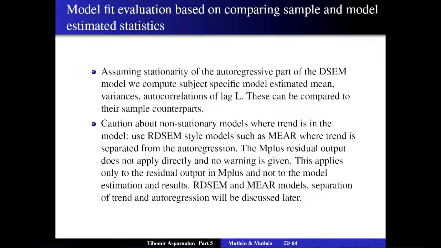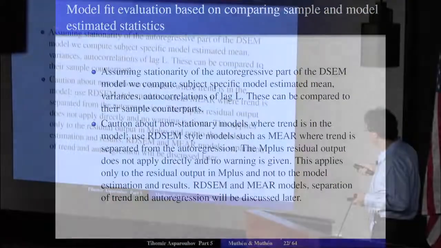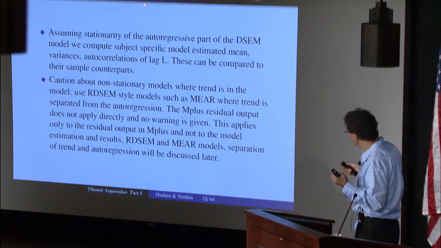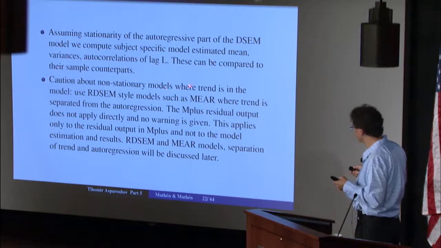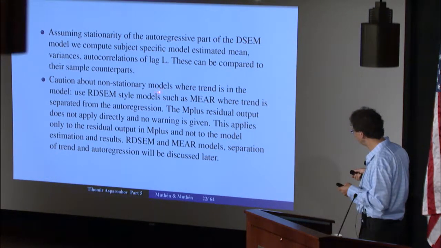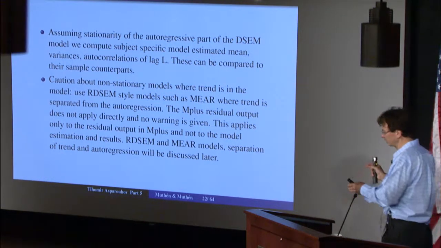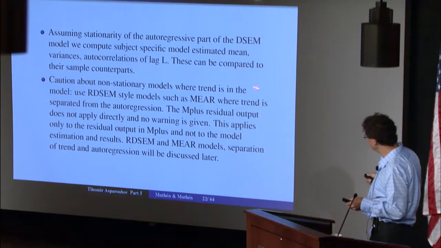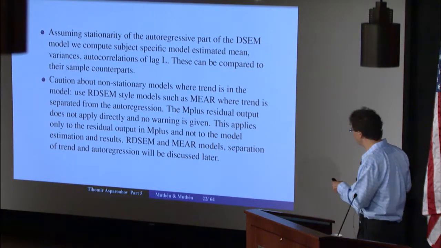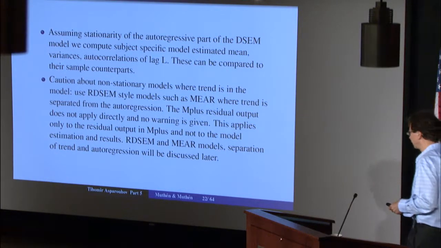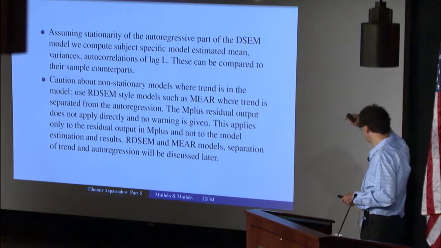One caution about this is the meaning of this stationarity. When we estimate the means and the variances, we use a method that assumes stationarity of the model. It assumes stationarity of the autoregressive part of the model. If you have a trend in the autoregressive part of the model, the estimated means and covariances can be incorrect. And I'll show you an example of that later.